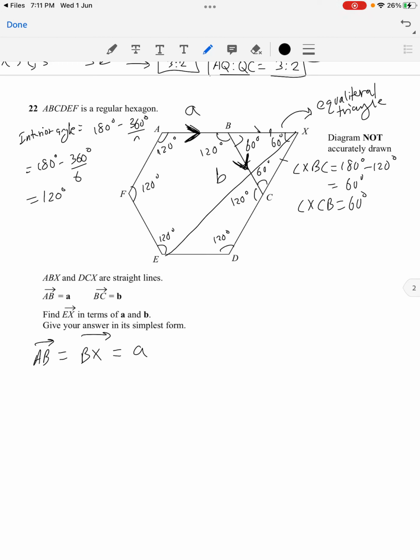So they must be equal to A. So that makes BX A as well. Okay, that's a good start. And now your next step is to find out what XC is.